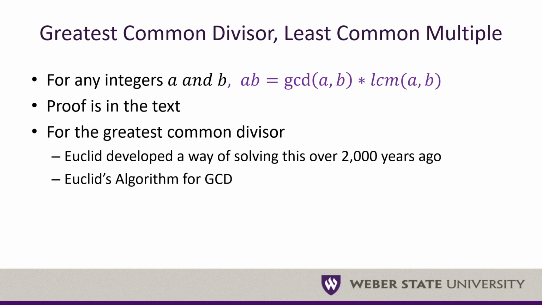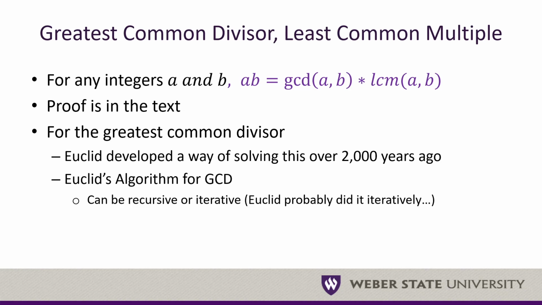We call it Euclid's algorithm for the greatest common divisor. There are a couple of different ways to do it. Most of you have probably seen it as what kind of algorithm? Begins with a re... Recursive. Yeah, the recursive algorithm. Recursive is probably the most common way to see it. You can also do it iteratively. If I were a betting man, I'd say that Euclid probably did it iteratively.